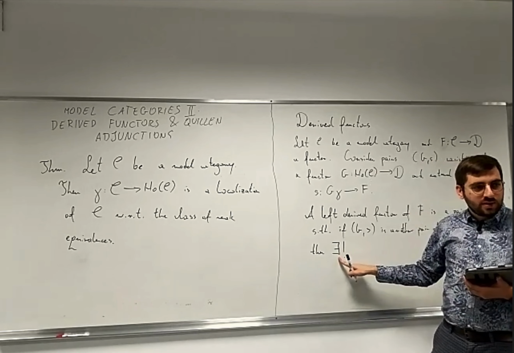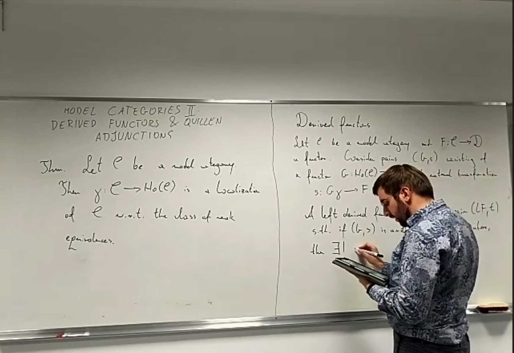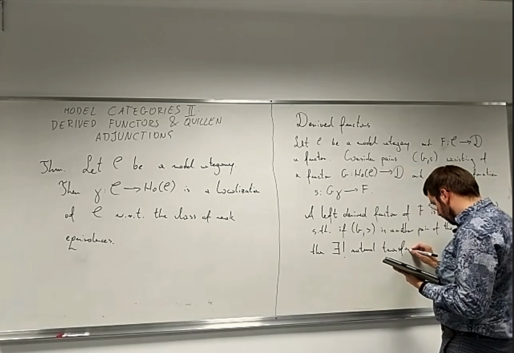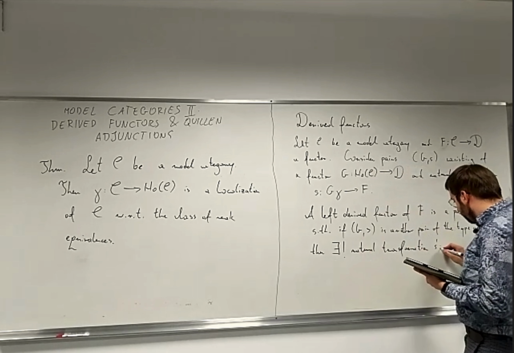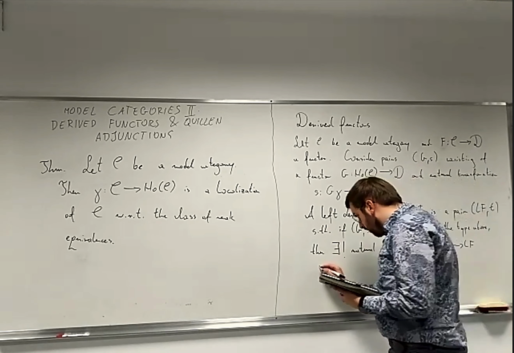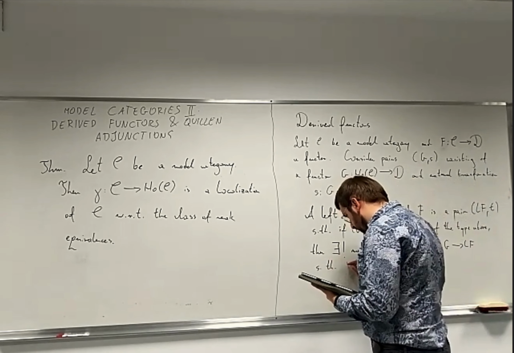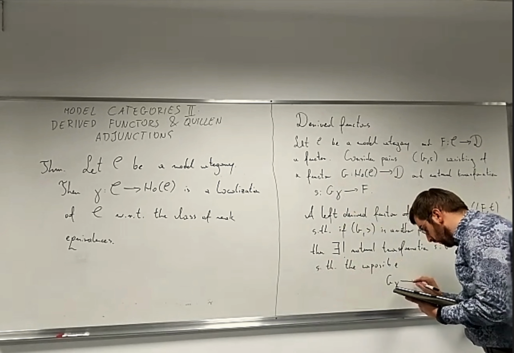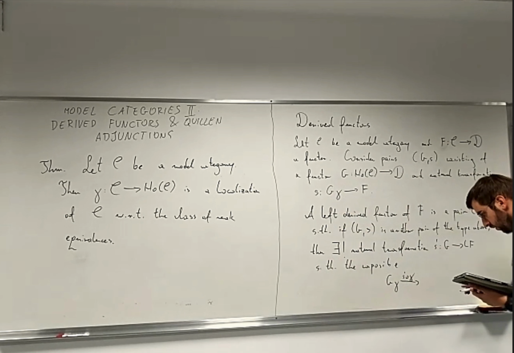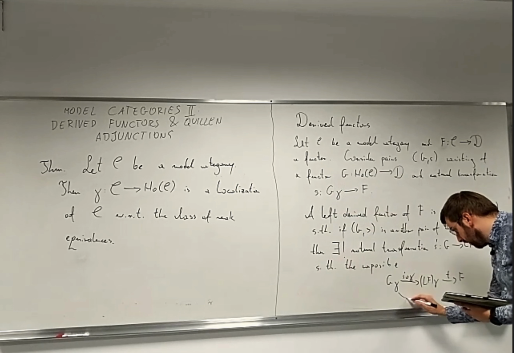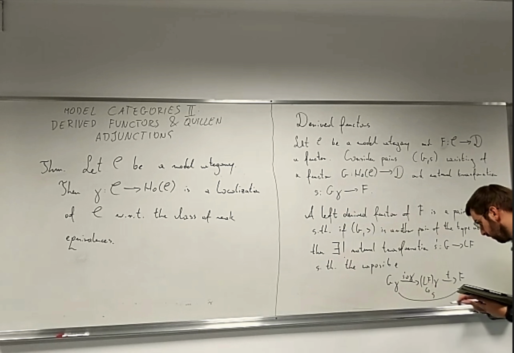Is this notation clear? Do you use it? A unique natural transformation from G to LF such that the composite G gamma going to S' composed with gamma going to LF gamma going to T F. So this is the same thing as the natural transformation S. So this is supposed to commute.